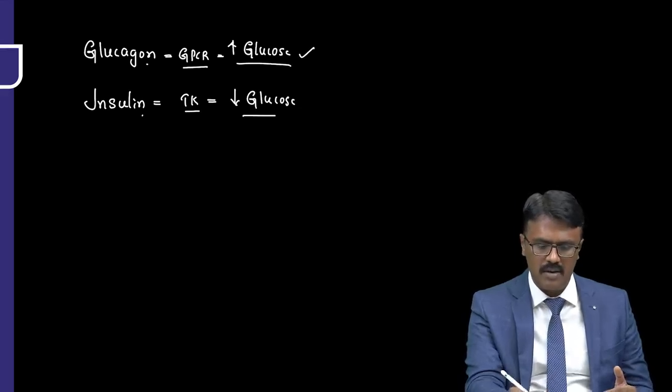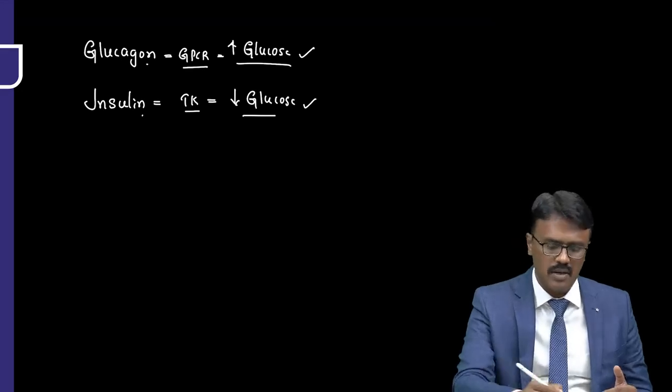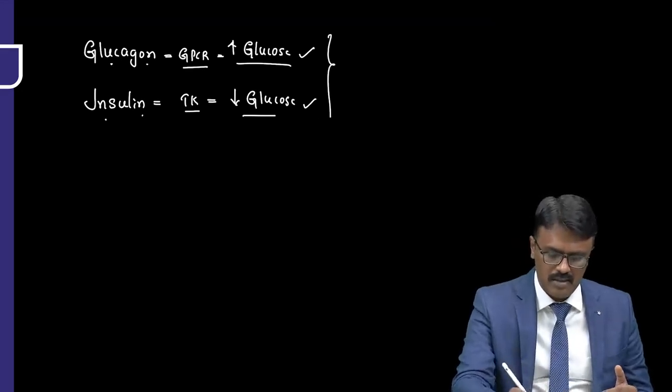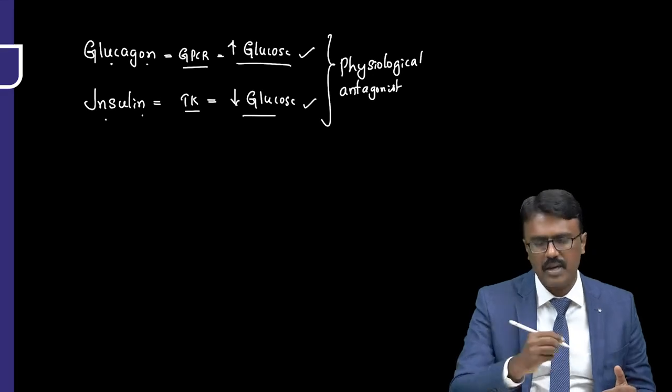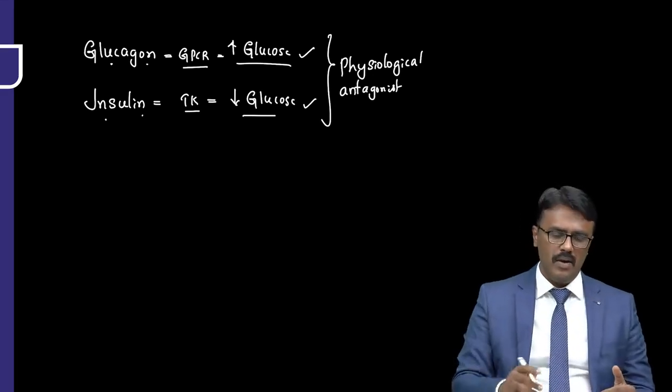Yes, it is causing hyper. This is called hypo. So glucagon and insulin are called physiological antagonists on glucose. Correct. Once you understood this, I will ask you one more question.